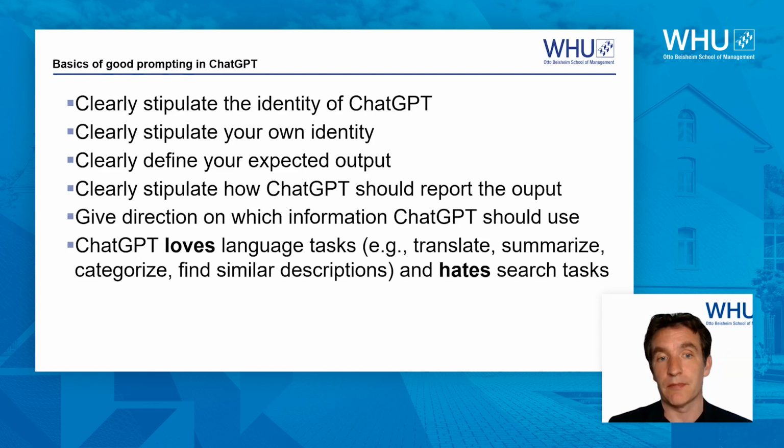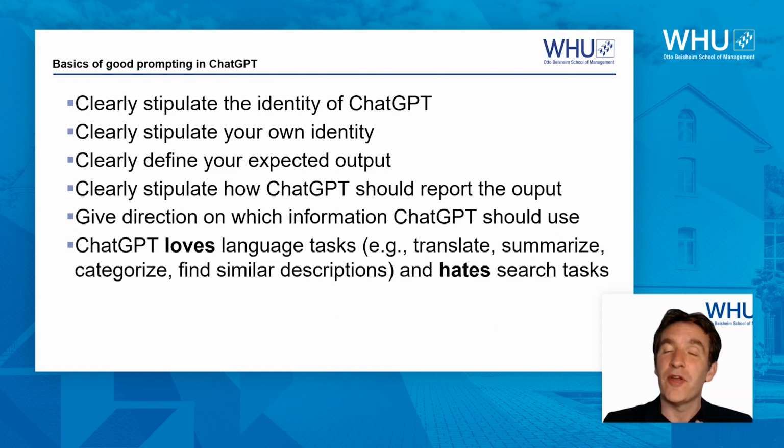Finally, and I think this is a very important part, and I will not go into the technical details, but you need to realize that ChatGPT has been trained in a very specific way. So ChatGPT is a language model. That means it's a kind of statistical model that is very good in predicting the next word in a sentence. That's how it's trained. And that also explains why ChatGPT really loves language tasks.